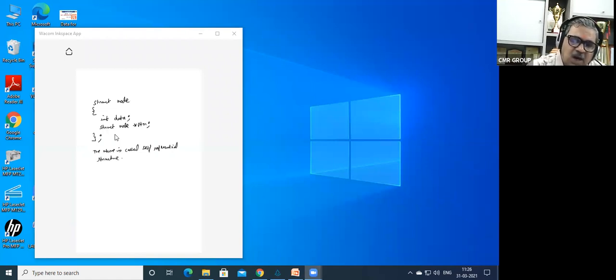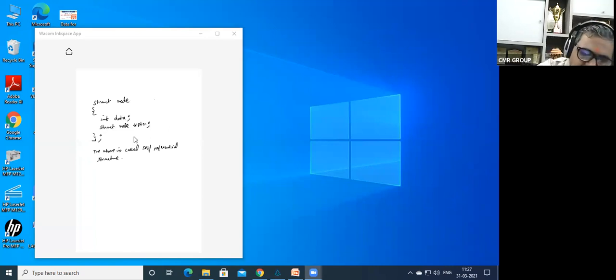What is a self-referential structure? A self-referential structure is a structure wherein the address field will store the address of what? It is storing the address of the same structure. So now in this particular case, you see struct node. Struct is a keyword. Node is the tag name which I have given. The members are int data, and the other member is an address field.